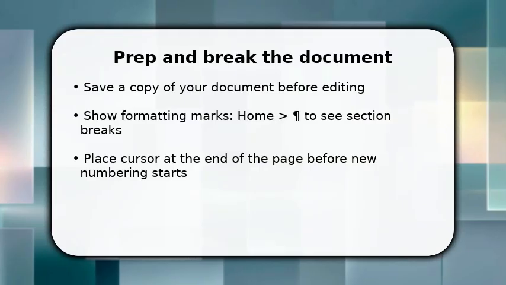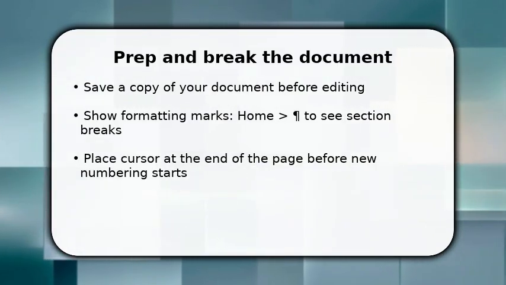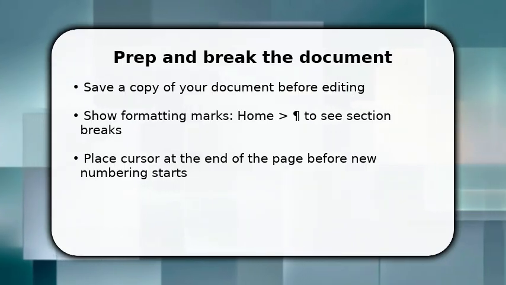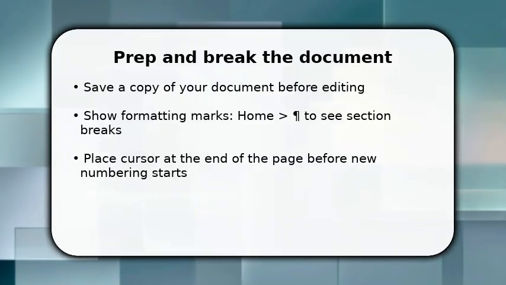You start by saving a copy and turning on formatting marks so you can see breaks. Place your cursor at the end of the page where the new numbering should begin. Then insert a section break, next page from layout breaks.